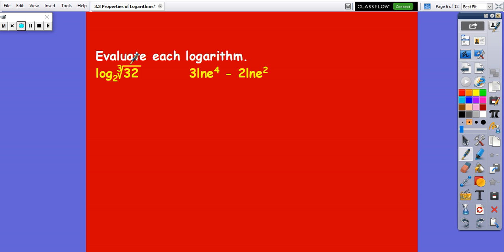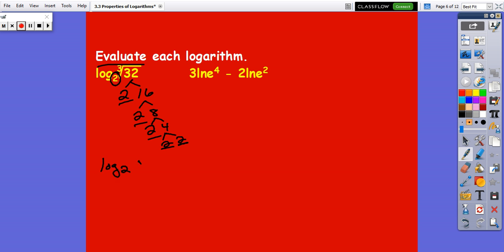The next thing we're going to do is evaluate each logarithm. Now, in order to do that, I need to notice the base numbers. And since the base on here is 2, I need to try to get this 32 down to a 2. So this is going to be a 2 and a 16, a 2 and an 8, a 2 and a 4, and then 2 and 2. So 2 to the 1, 2, 3, 4, 5. 2 to the 5th power.